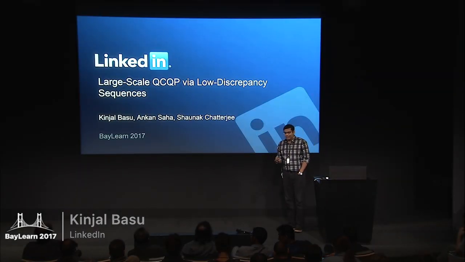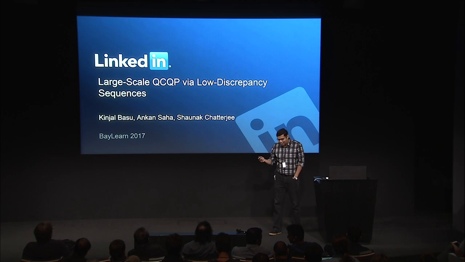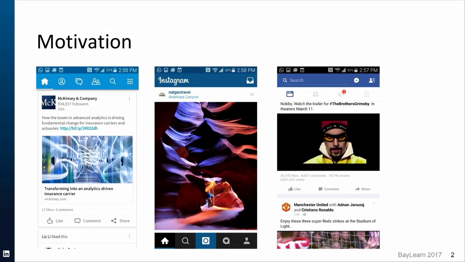So this has been a work in the making for quite some time, and it's been joint work with my colleagues Ankan and Shaunak. So large-scale QCQP stands for this class of problems known as quadratically constrained quadratic problems, where it's a major class of problems and it's thought to be quite hard because in the very general setup it is NP hard. But to begin the talk, I just want to give some brief motivation of how we arise with such problems in practice.